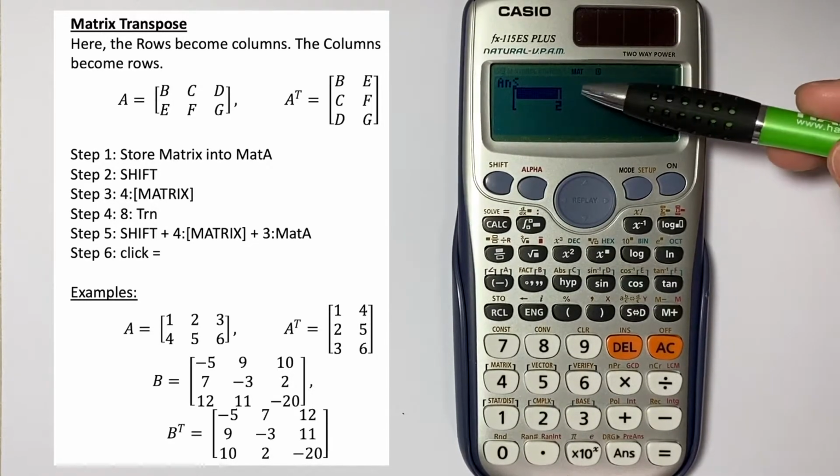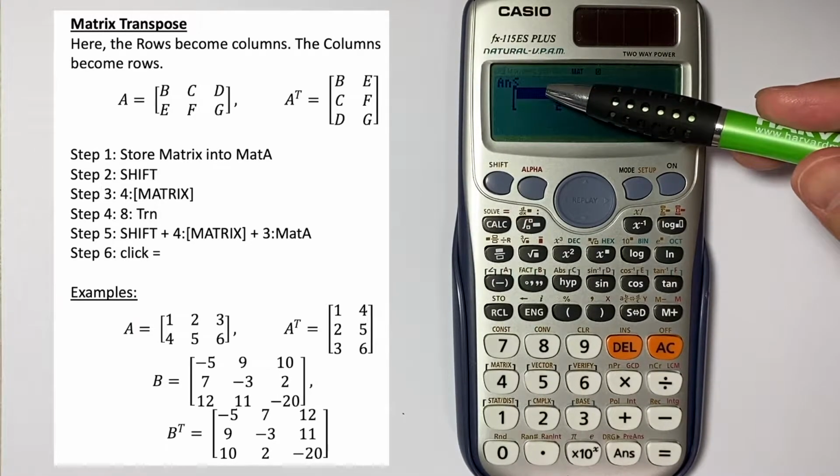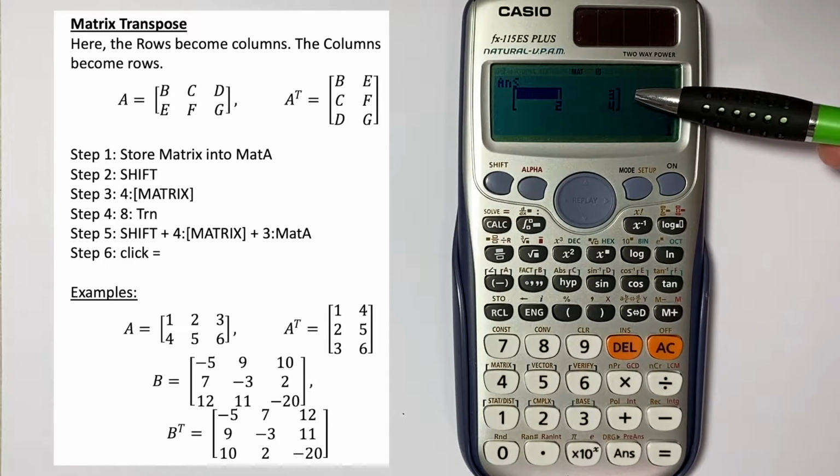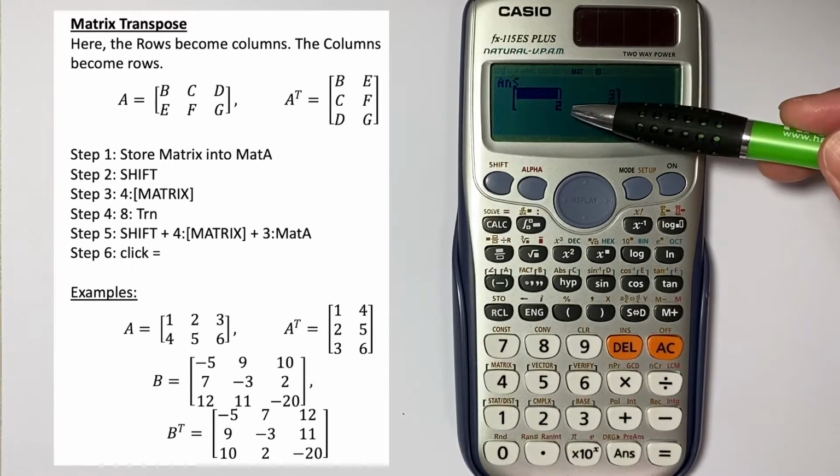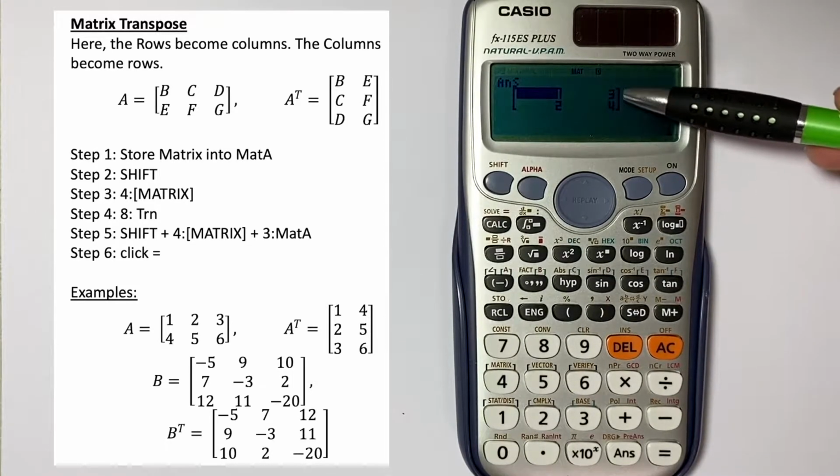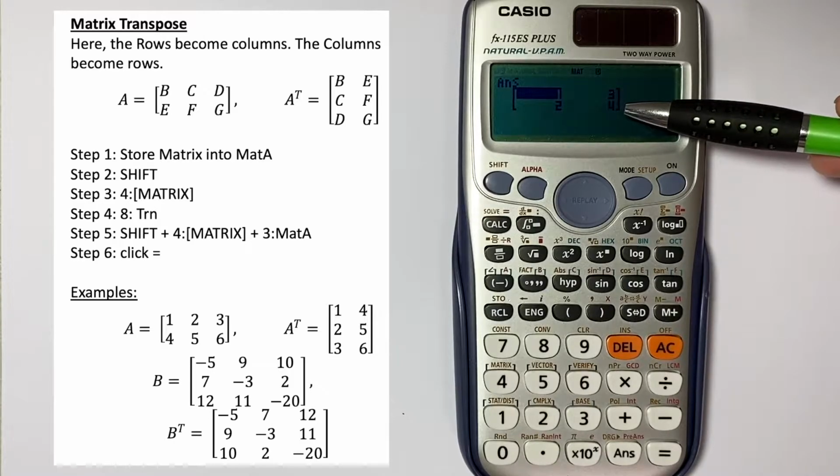As you can see, the 1, 2 that was previously on row 1 becomes column 1. As for the 3, 4 on row number 2, it becomes column 2 in this case.